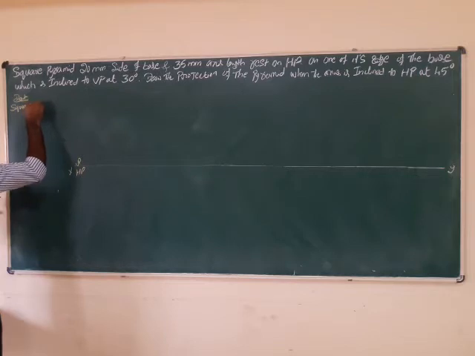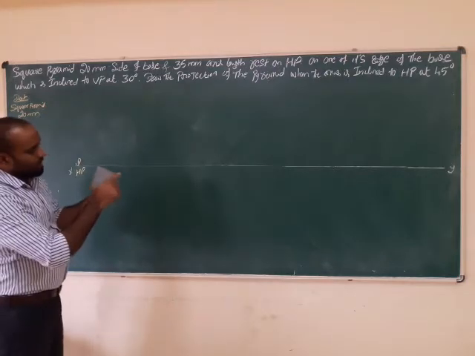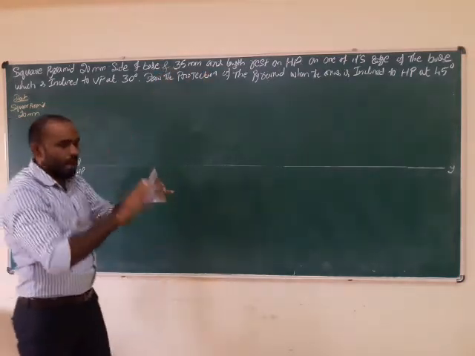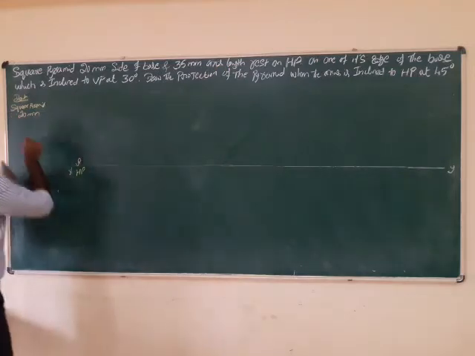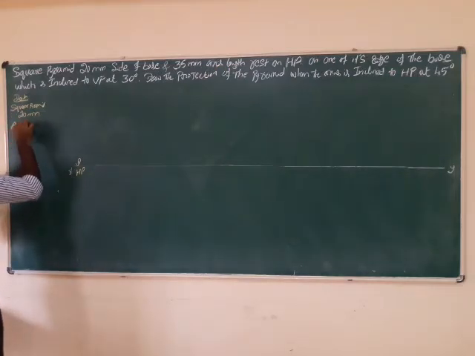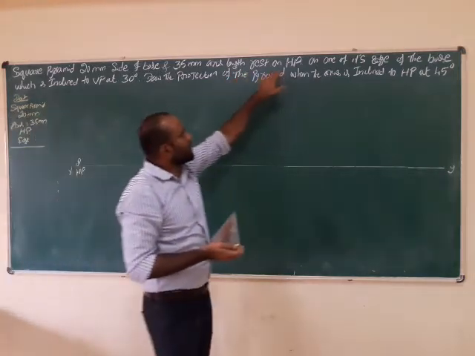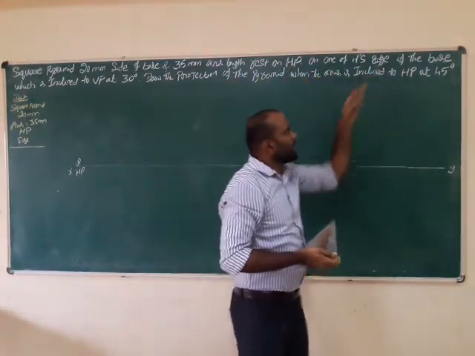Square pyramid. 20 side means the side of the base is 20, and 35 axis length means the height of the pyramid is 35. Axis equals 35, placed on the HP, resting on one of its edges. Here it is mentioned: resting on HP on one of its edges.